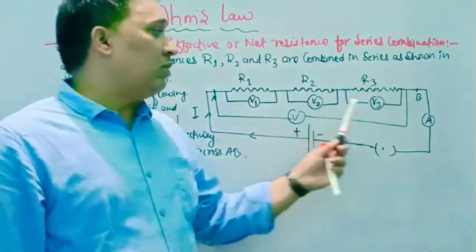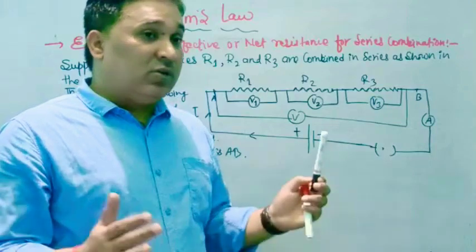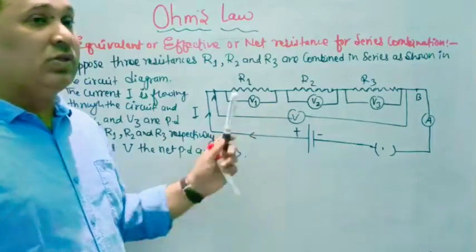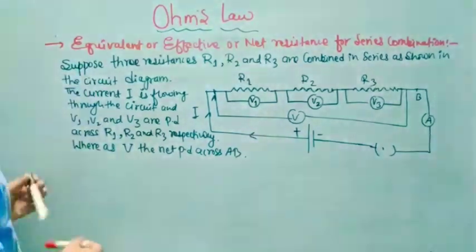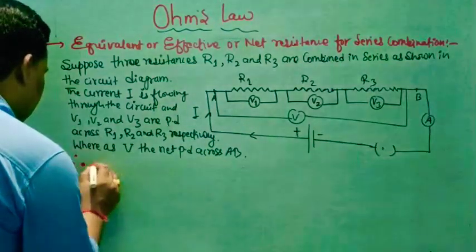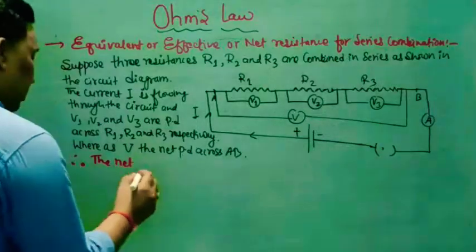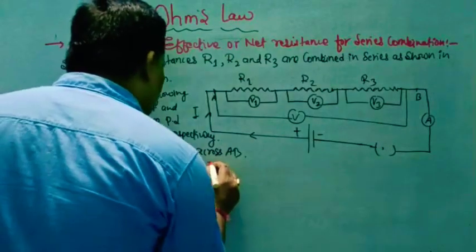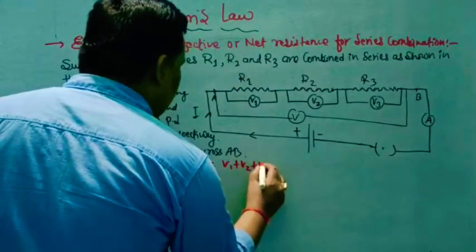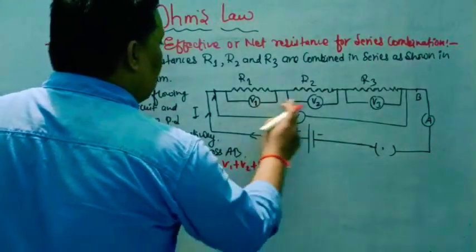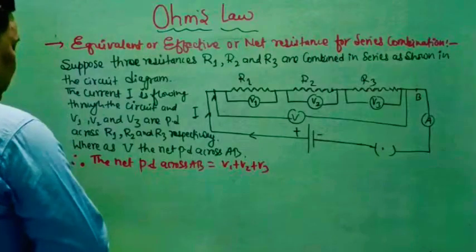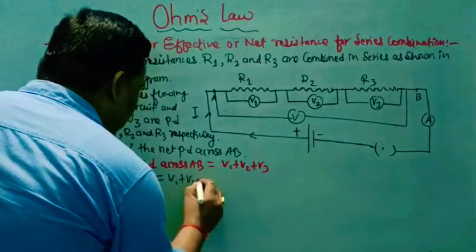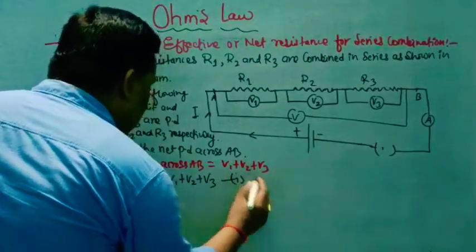R1 के क्रॉस है V1, R2 के क्रॉस है V2, R3 के क्रॉस है V3। जबकि जो नेट पोटेंशियल है क्रॉस A B, जिस एंड के बीच में ये तीनों रेजिस्टेंसेस कंबाइंड है, वो है V। सो द नेट पोटेंशियल डिफरेंस, therefore the net potential difference across AB is equal to V1 plus V2 plus V3। ये जो नेट पोटेंशियल होगा वो इन तीनों के सम के बराबर होगा। तो हमारे पास एक इक्वेशन बन जाता है, नेट पोटेंशियल V equals to V1 plus V2 plus V3। Take it as first equation.